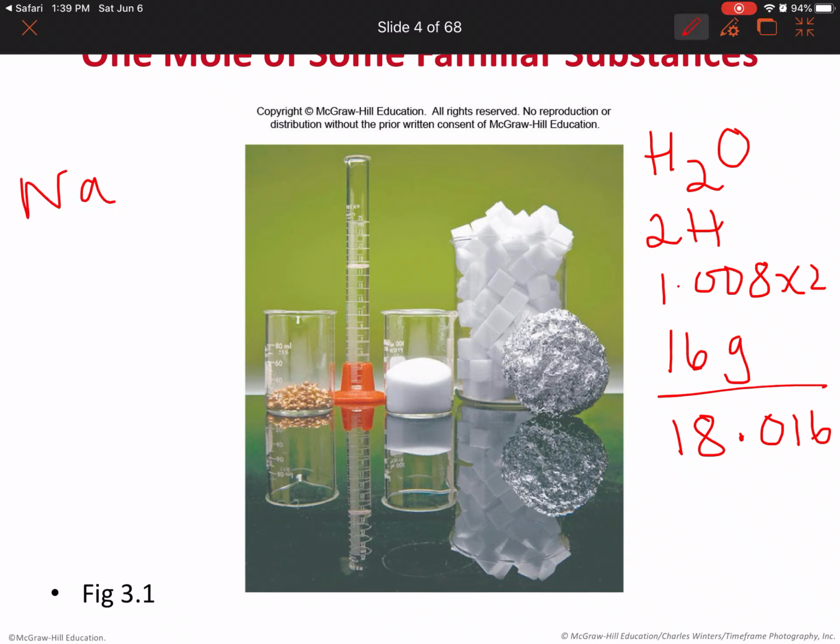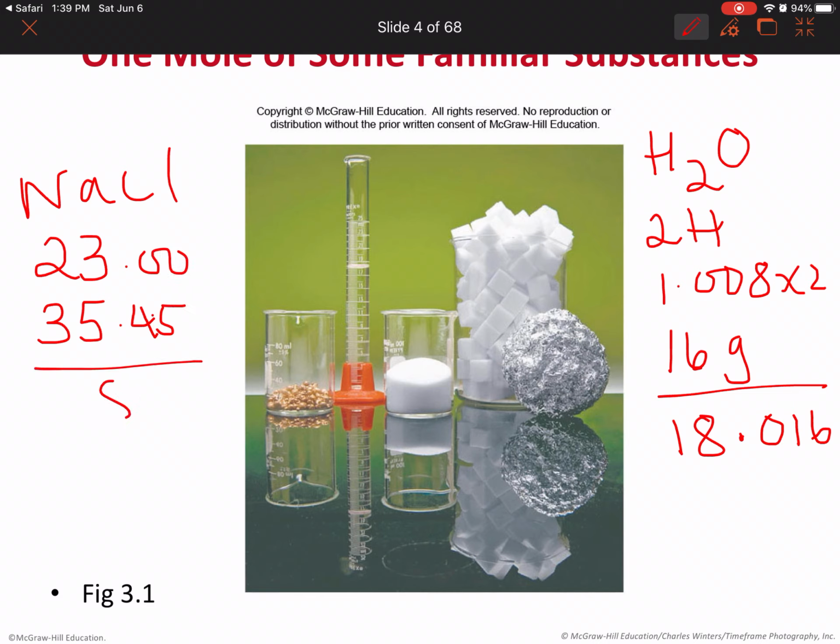Sodium is 23 grams per mole, chlorine is 35.45 grams per mole. Okay, so when you add this up, it's about 58 grams. So you can see 58 grams of table salt right there. That is 1 mole of a substance, because in the periodic table you have these masses in grams per mole.